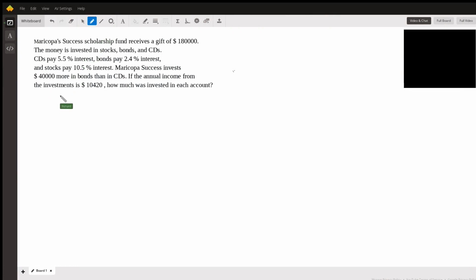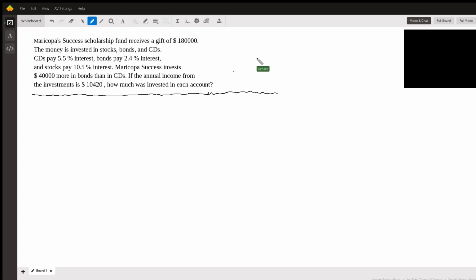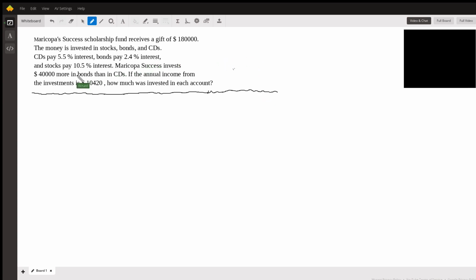It's kind of a somewhat nasty word problem because it involves three variables and three equations. Remember that in order to solve the system of equations, the number of equations has to equal the number of variables. So we have three variables here. We have stocks, bonds, and CDs.